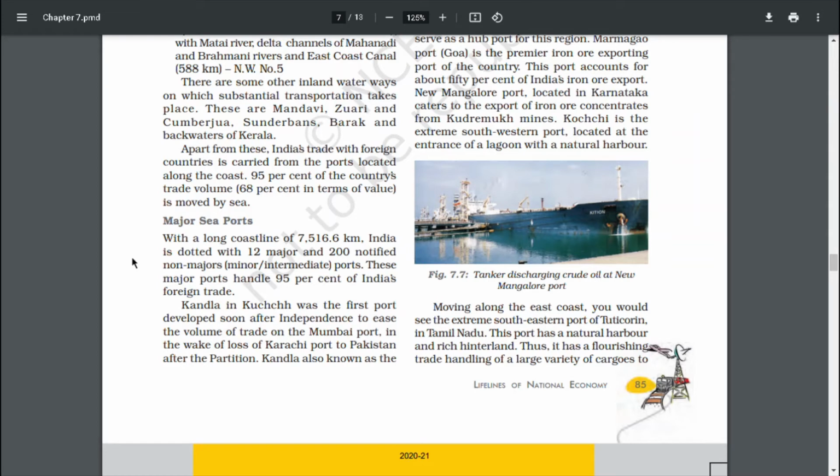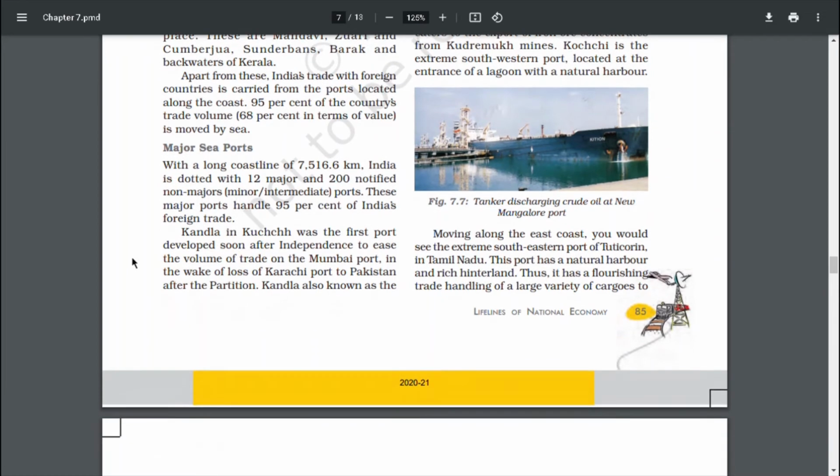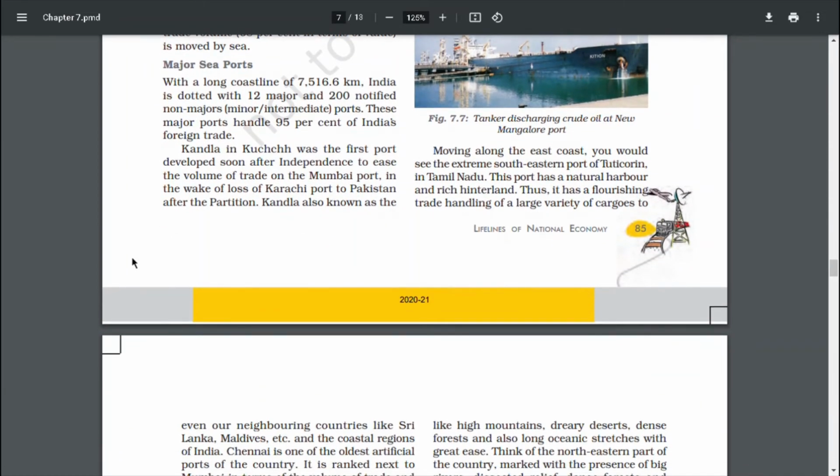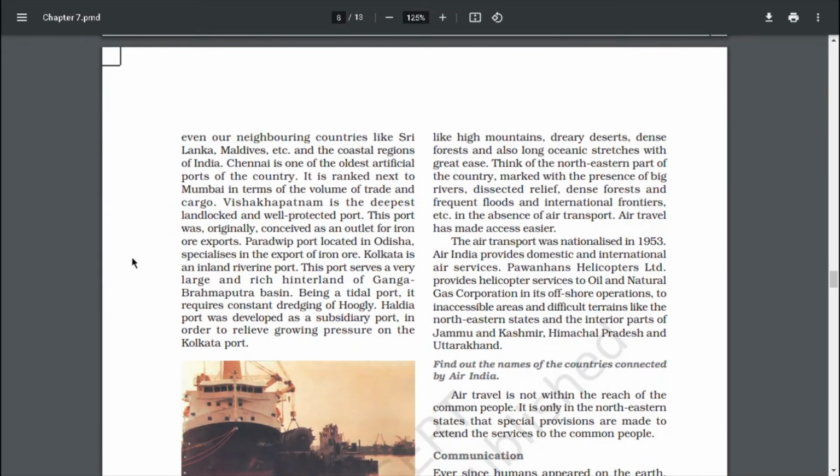Kochi is the extreme southwestern port, located at the entrance of a lagoon with natural harbour. Moving along the east coast, you would see the extreme southeastern port of Tuticorin in Tamil Nadu. This port has a natural harbour and rich hinterland. Thus, it has a flourishing trade handling a large variety of cargoes to even our neighboring countries like Sri Lanka, Maldives, etc., and the coastal regions of India.